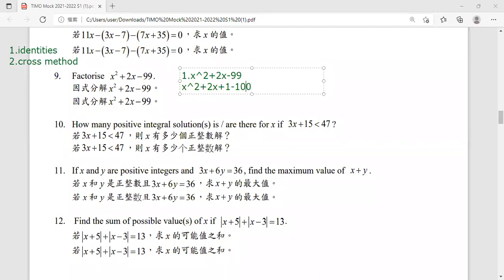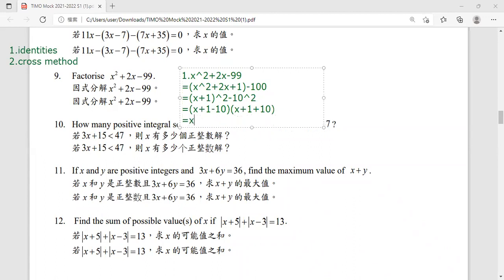Now, why am I doing this? Because I know that this in the bracket will be a whole square. If you are familiar with identities, this is x plus 1 the whole thing squared, and then minus the square of 10. Something squared minus another squared, so this is the difference of squares identity that you can use: x plus 1 minus 10 and x plus 1 plus 10, which is equal to x minus 9 times x plus 11.